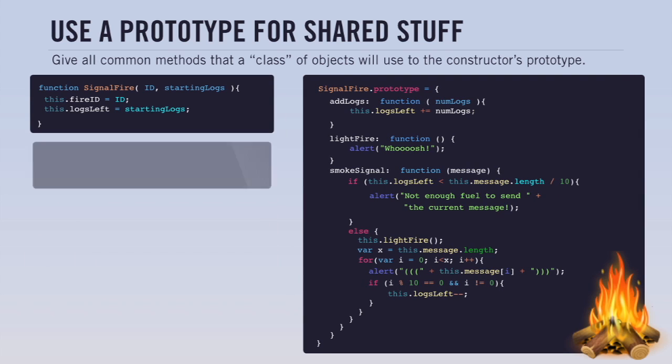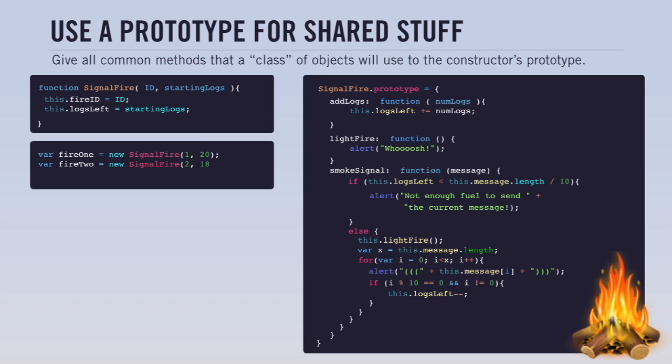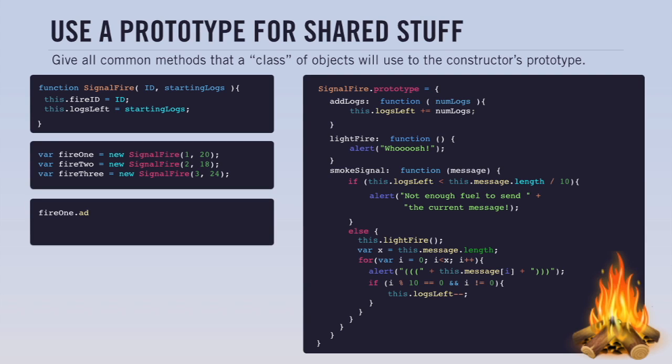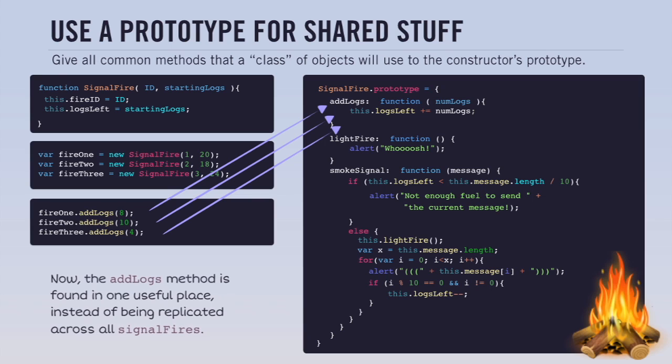So now, if we have fire 1, fire 2, and fire 3 created through new constructions of signal fires, you can see they all start with an ID, as well as many starting logs as they have each. And then if we were to call add logs on each one of those signal fire objects, each of those signal fires would be accessing the method contained only in the prototype object for the signal fire.